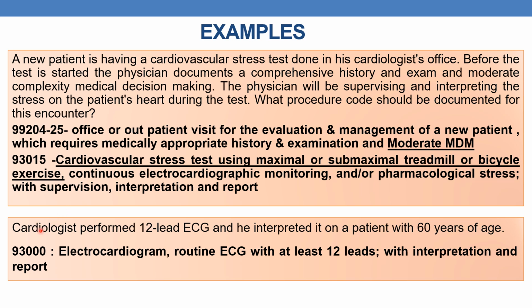Let us discuss the second example. A cardiologist performs a 12-lead ECG and interprets it on a patient 60 years of age. So interpretation is done for the 12-lead ECG, and the cardiologist is performing it with interpretation and report. The appropriate CPT is 93000, electrocardiogram, routine ECG with at least 12 leads with interpretation and report.